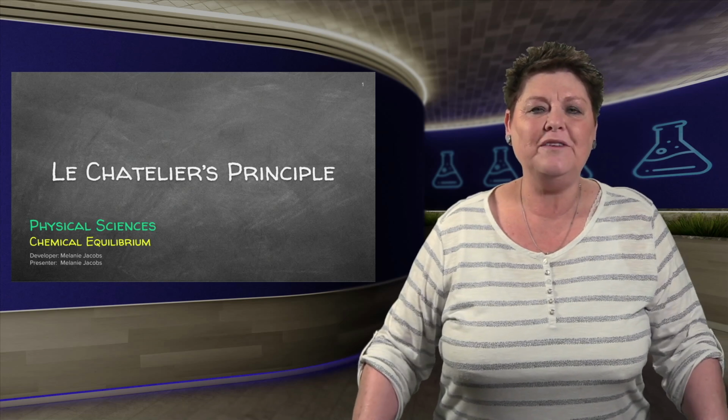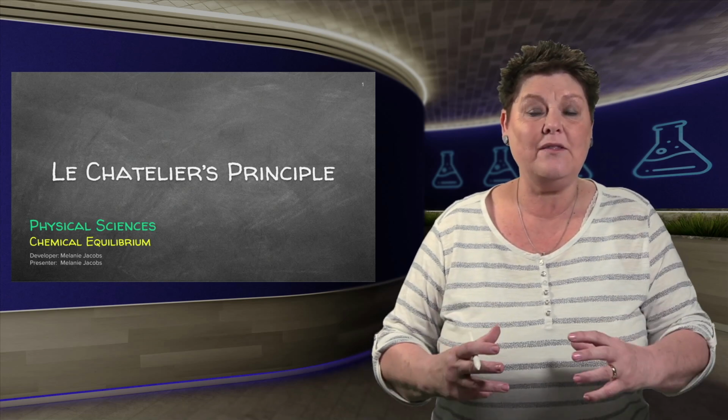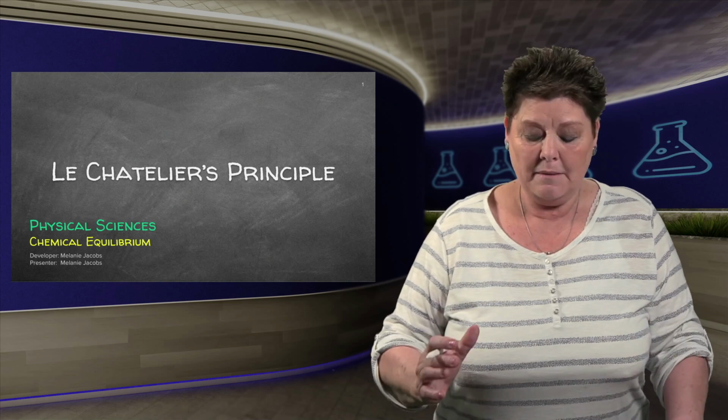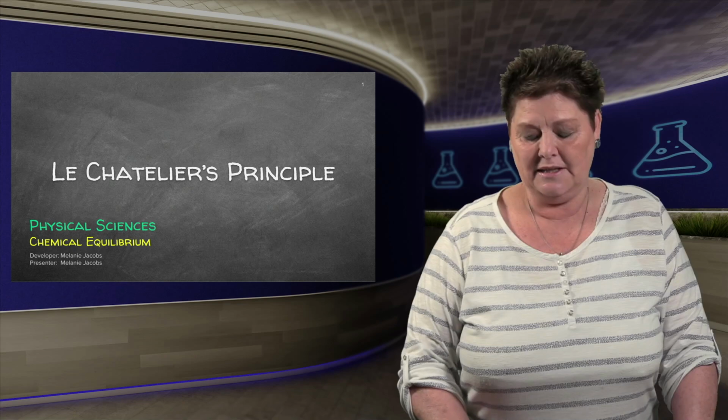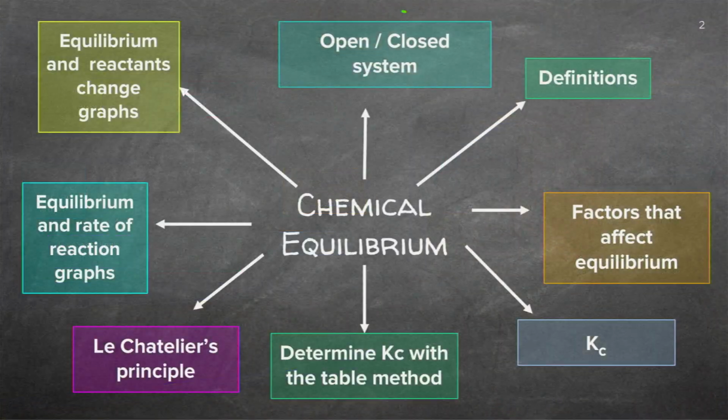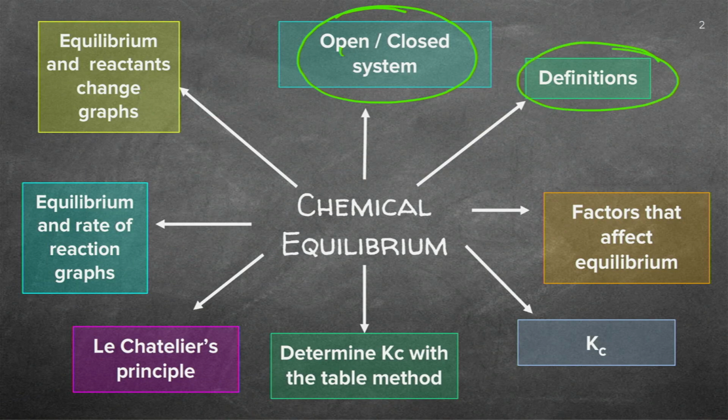We're busy with chemical equilibrium and we've done the Kc values and what chemical equilibrium is. But now we're going to have a look at Le Chatelier's principle. Remember, it has to be a closed system. If it's open, no equilibrium will happen. We have to know the definitions and we need to know which factors will affect that equilibrium. And we are actually going to use those factors in Le Chatelier's principle.